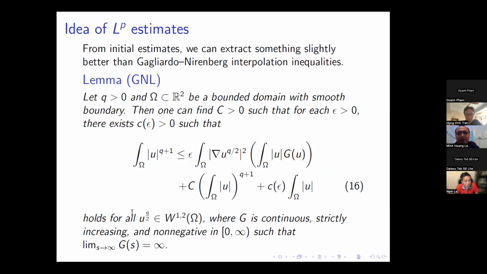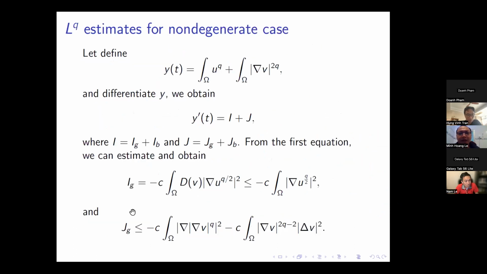Right. So now we go to the detail. It's the same as in the strategy where we use variation. We define the functional here, and we differentiate, and we have IG plus IB. Similarly, from the initial estimate, we can separate it into a good term and a bad term. The good term I already computed, so pay attention to this.